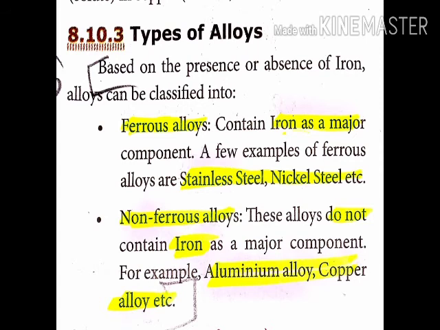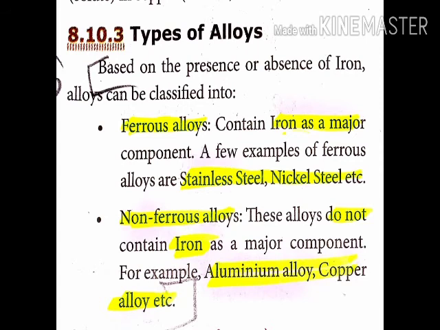Non-ferrous alloys do not contain iron. If iron is absent in the alloy, it is known as a non-ferrous alloy. For example, aluminum alloys and copper alloys. Because iron is absent in aluminum and copper alloys, they are known as non-ferrous alloys. So what are the two types of alloys? One is the ferrous alloy, the second one is the non-ferrous alloy. Ferrous alloys contain iron; in non-ferrous alloys iron is absent.